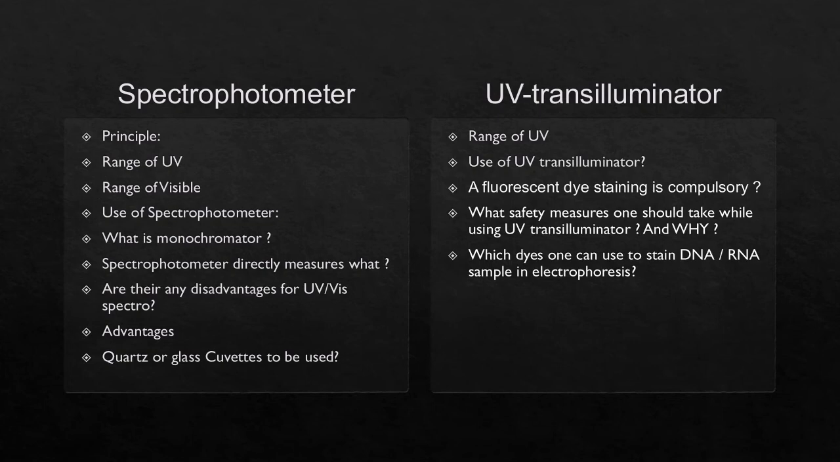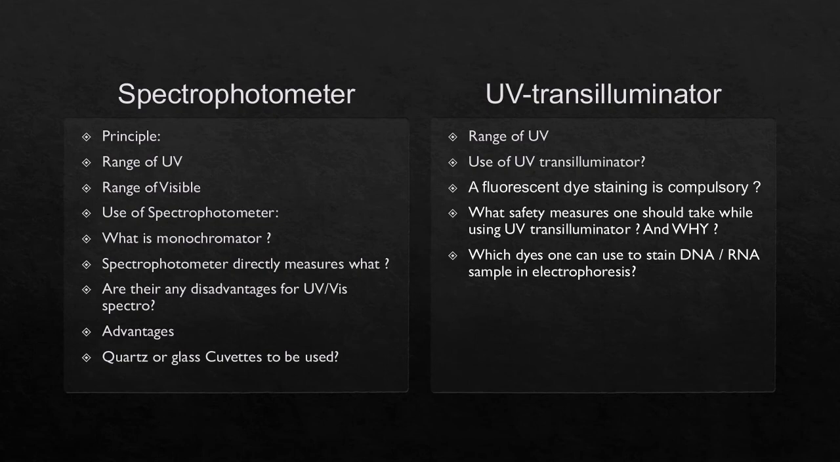So what is the range of UV which is used in UV transilluminator? Roughly it falls in, say, 310 to 350 nanometers. Remember, you can find the answer on the internet. Then what is the use of UV transilluminator? Then a fluorescent dye staining is compulsory to view your results under UV transilluminator.